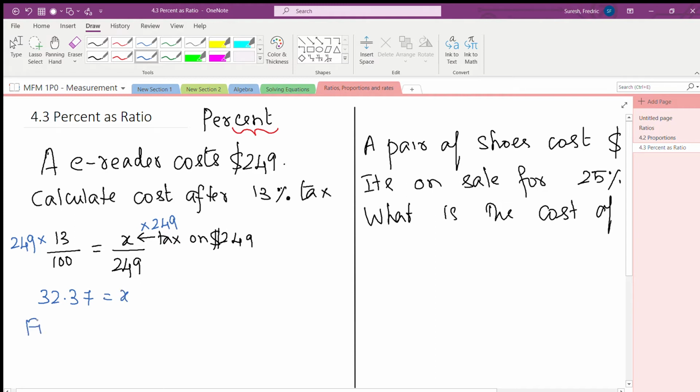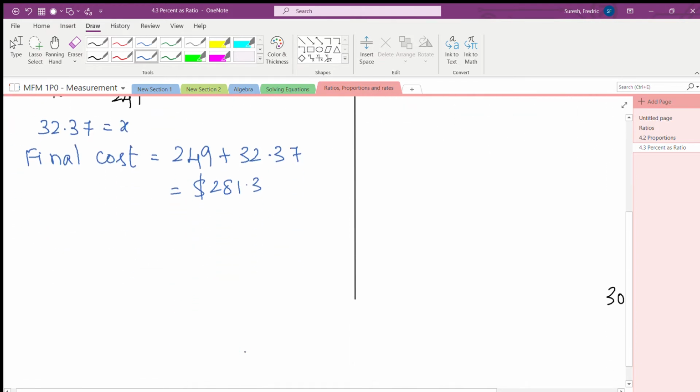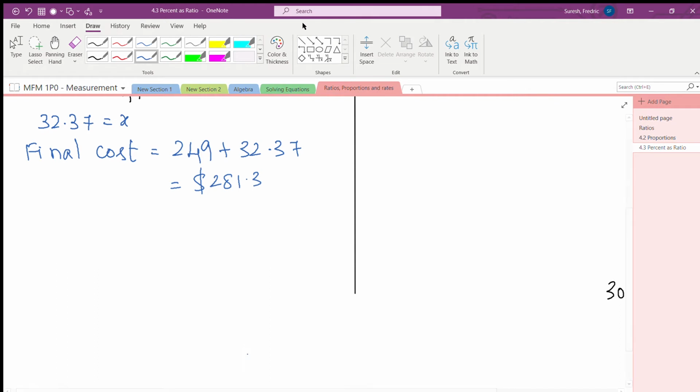So the final cost of the e-reader would be the original amount, 249, which is the actual cost, plus the taxes at the checkout counter, and that number would be 281.37. So this is one way of calculating the taxes and the final cost of it. The second way of doing it is like this. So this is method 2.